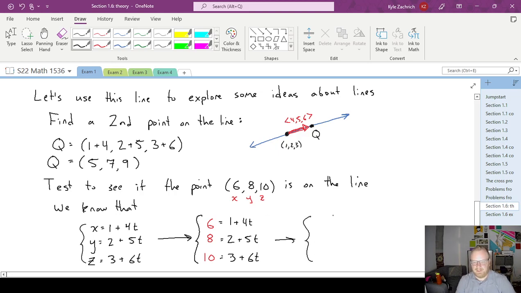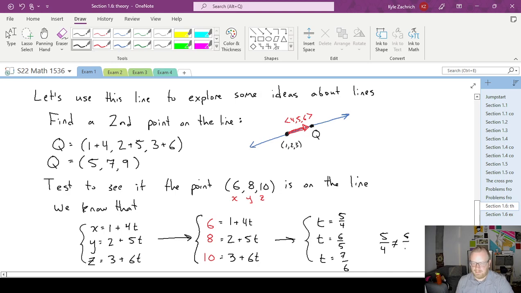If we solve for these, we end up that t is equal to 5 over 4. This time we say t is equal to 6 over 5. And here we get t is equal to 7 over 6. Right? Each time I'm just solving for t in each of these individual equations. Unfortunately, we have a mismatch this time around.